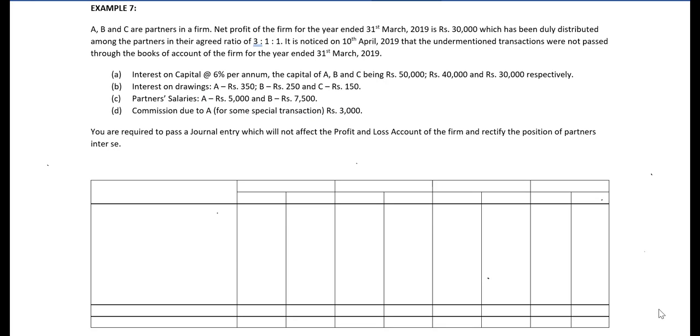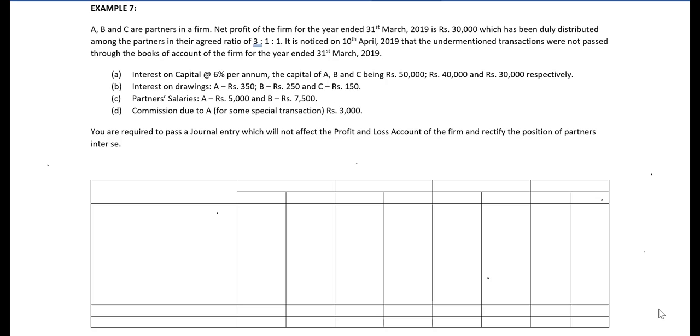Example 7. A, B and C are partners in a firm. Net profit of the firm for the year ended 31st March 2019 is rupees 30,000, which has been duly distributed among the partners in the agreed ratio of 3:1:1. It is noticed on 10th April 2019 that the undermentioned transactions were not passed through the books of accounts of the firm for the year ended 31st March 2019.